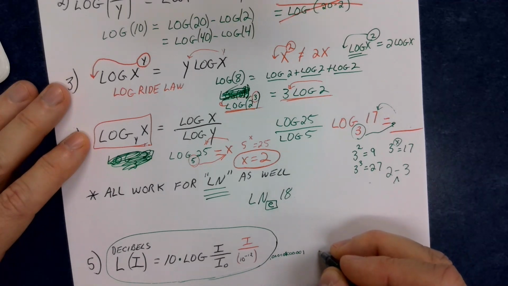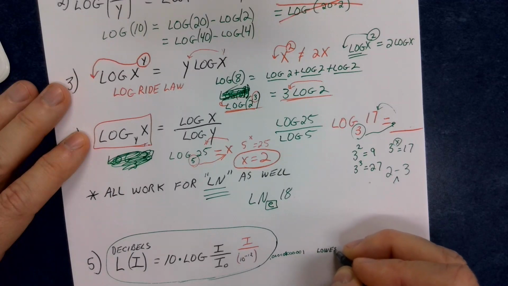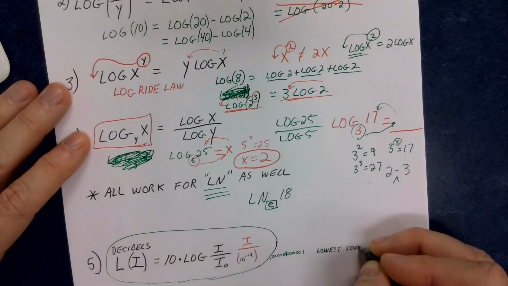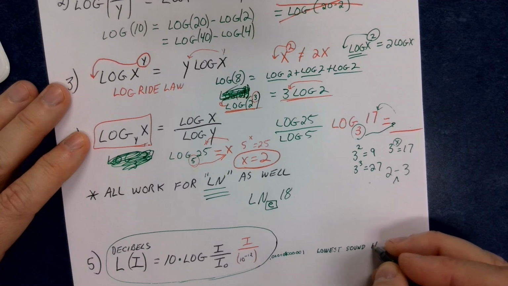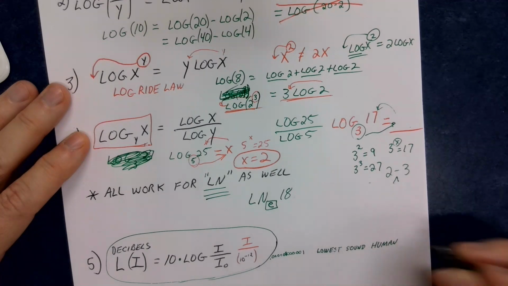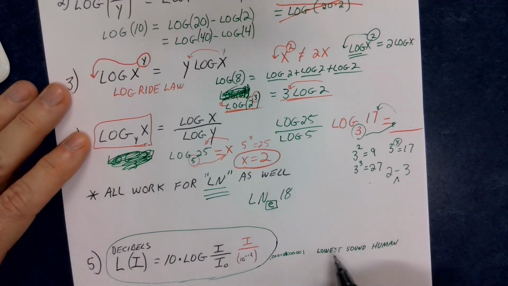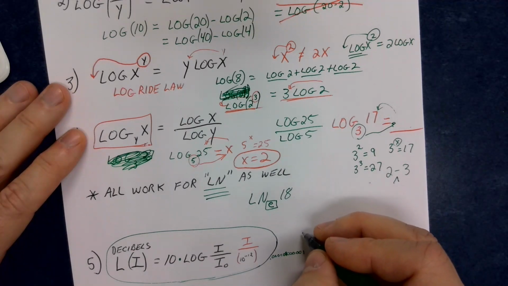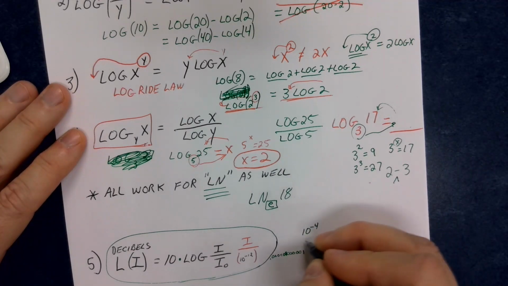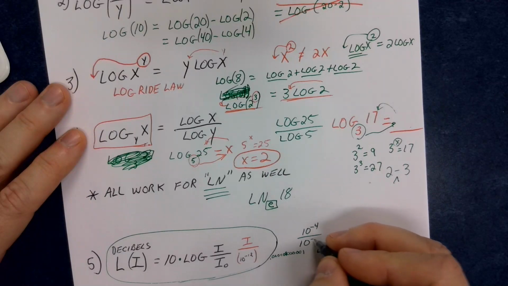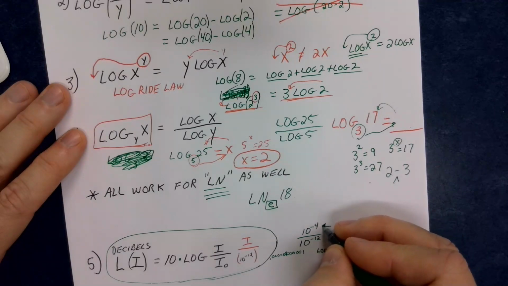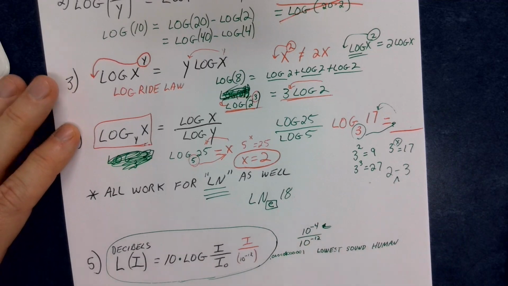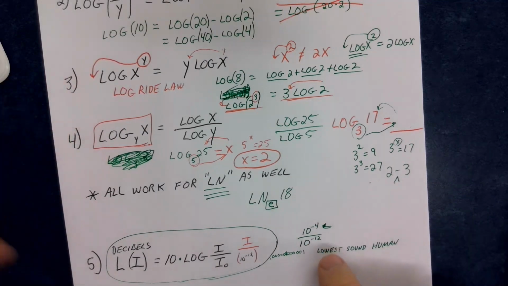That is the lowest sound that a human can hear. Barely audible, right? Dogs can hear lower than that, humans can't. So for instance, if we had something that had a sound intensity of 10 to the negative 4th compared to 10 to the negative 12th, then how would I figure out what that would be in decibels?